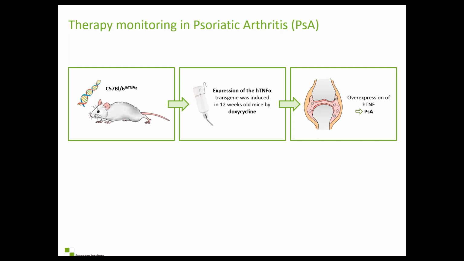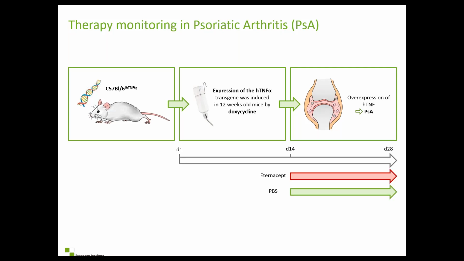And as a side effect, the mice were white. Even if it's a black 6 background, you get white mice, which is very nice for optoacoustic imaging. And due to the overexpression of hTNF, the mice develop psoriatic arthritis. The doxycycline, which induces the overexpression, was applied over 28 days. And at day 14 and day 28, we were imaging the mice. And then we also started a treatment with etanercept, and PBS in the control group, at day 14.